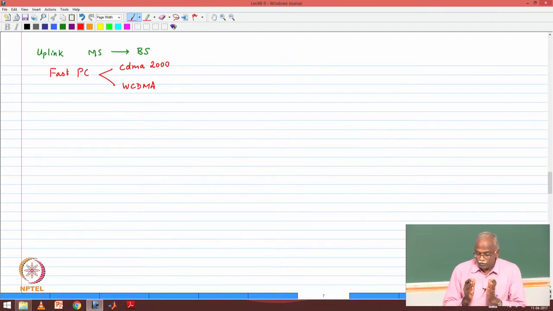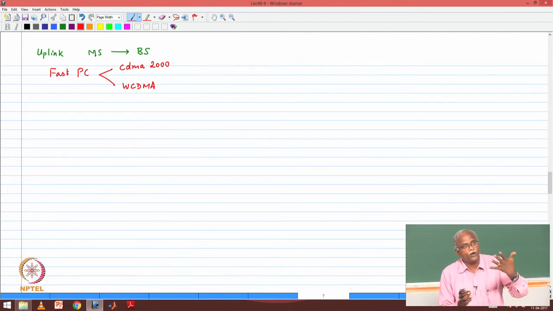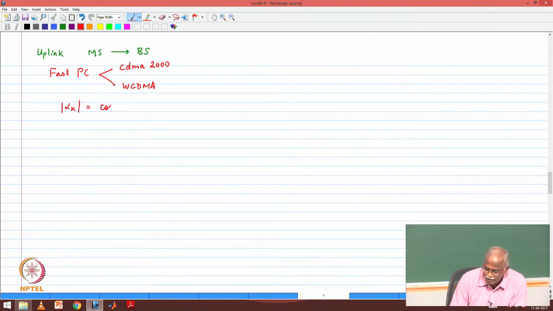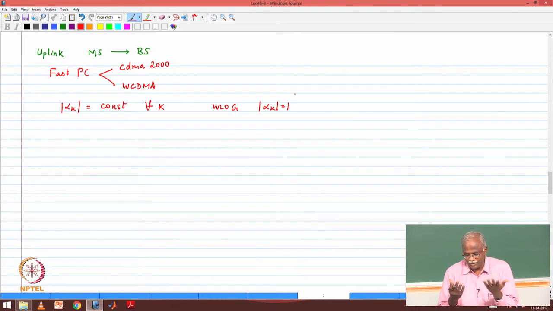Okay. Now, a very key concept. What is the role of power control? It is to make sure that all the users reach the base station with approximately the same power. So at least notionally, we want all the alpha k's to be equal to a constant. All of them to be the same constant, right? Only then does that tell you that all of them are being received at the same level. So this is for all values of k. And without loss of generality, we can take that constant to be equal to 1, since you can choose what that constant is.